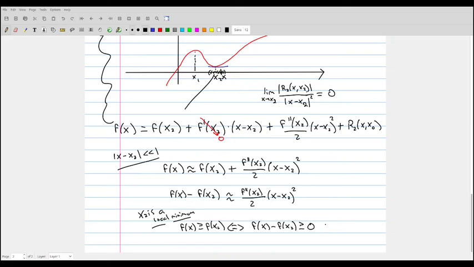So this condition tells us that at a local minimum, for a function that has a second derivative, the second derivative, f double prime of x2, has to be greater than or equal to 0 at the point. Or the function has to be concave up at the point.